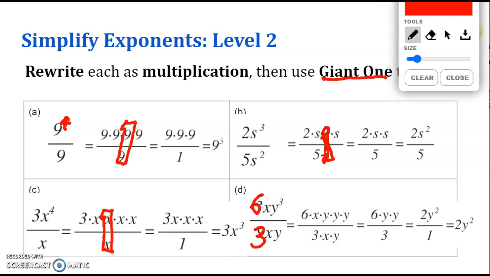And then from here I need to match up my x's and my y's. Okay, so those are my giant ones. You're still left with 6 and 3 because we have not dealt with it, but this cancels out, but you're still left with 2 y's being multiplied to itself. And we know that 6 divided by 3 is just 2 divided by 1. Okay, so you have 2y squared divided by 1, which is the same as 2y squared.